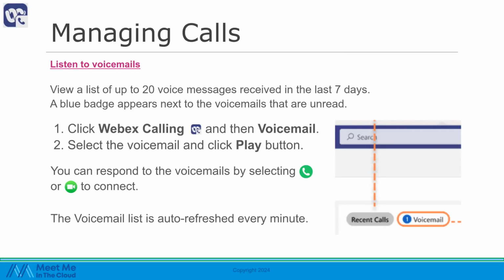On your Webex Calling softphone, you can view a list of up to 20 voice messages received in the last 7 days. A blue badge will appear next to the voicemails that are unread. To access this area in Webex Calling, click Webex Calling and then Voicemail. Then, select the voicemail and click the play button. You can respond to the voicemails by selecting the voice or video button to connect to whomever left you the voicemail. The voicemail list is auto-refreshed every minute so that you have the visibility of latest voicemail records.